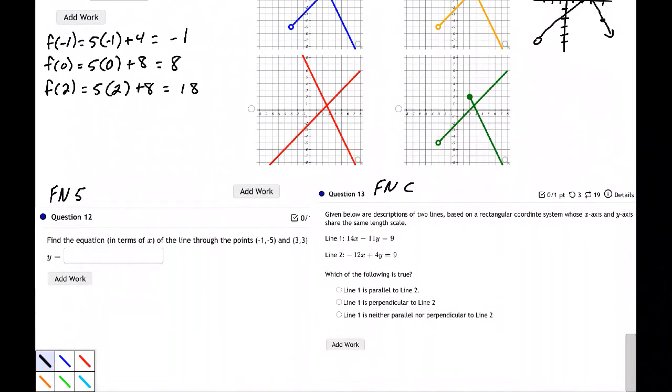Right, the last two objectives we have involve linear functions. So in question 12, find the equation in terms of x of the line through the points -1, -5, and 3, 3. So in order to find this, there are a few things we need. I'm going to write the slope formula. M equals, we have a fraction of y2 minus y1, and the denominator is x2 minus x1. That is our slope formula.